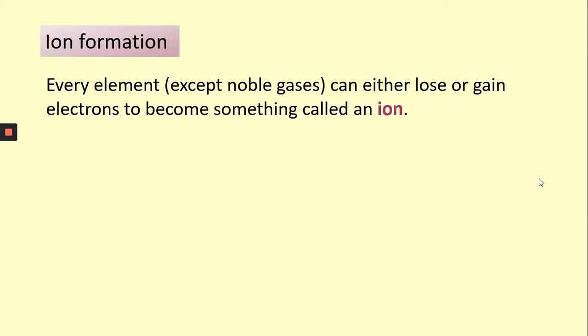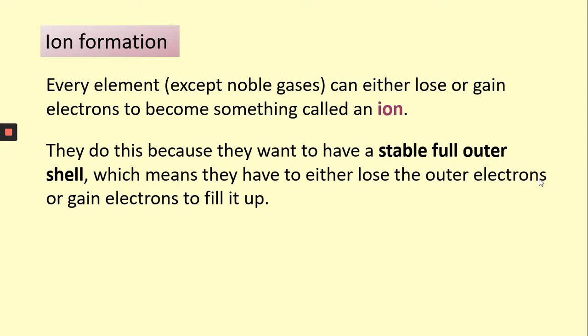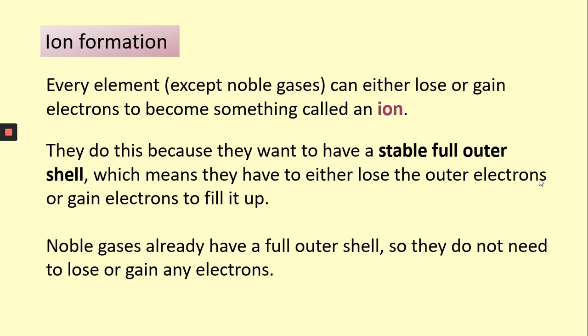So ion formation. Every element except the noble gases can either lose or gain electrons to become something called an ion. They do this because they want to have a stable full outer shell, which means they either have to lose the outer electrons or gain electrons to fill it up. Noble gases already have a full outer shell, so they do not need to lose or gain any electrons. They never become an ion.